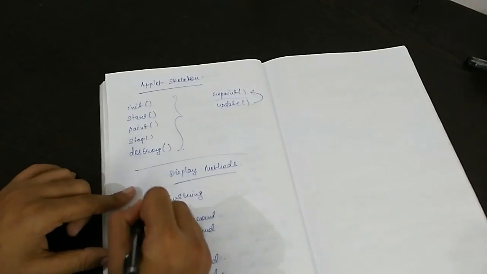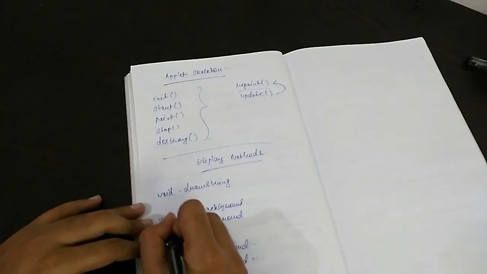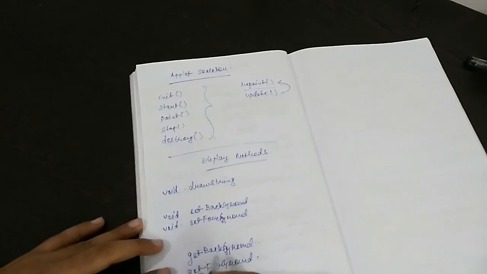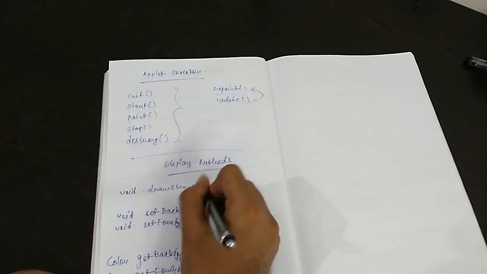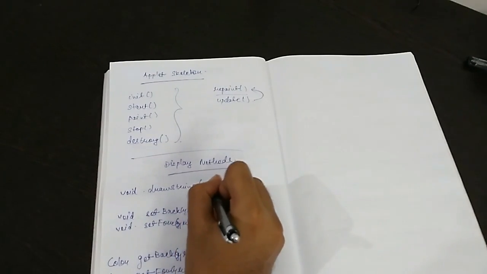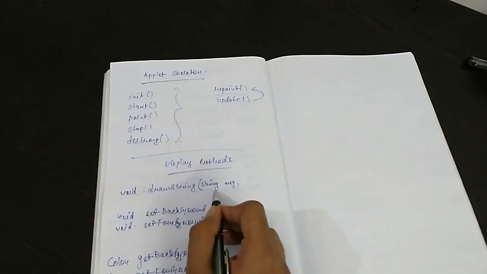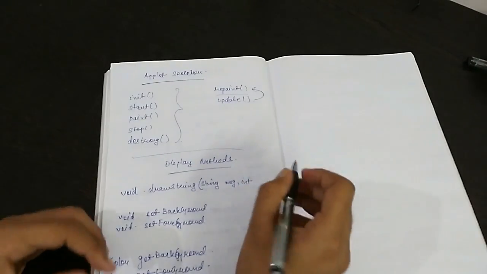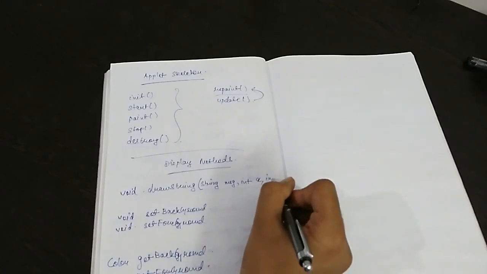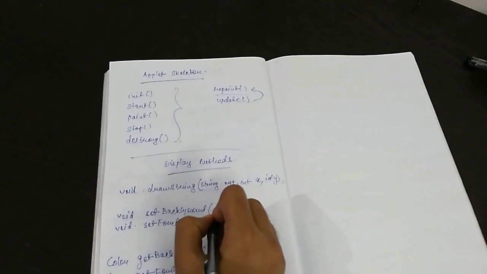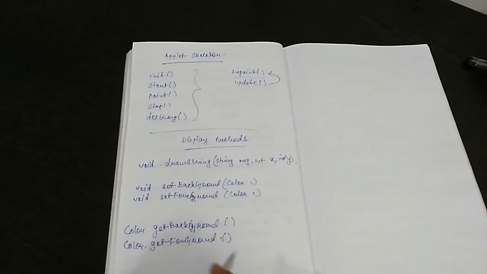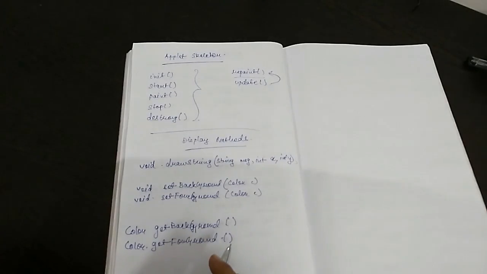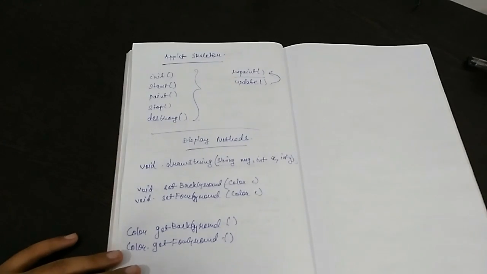There is no return type for drawString. Similarly, void for setBackground and setForeground. And here you will receive an object of class Color. In drawString, what you will pass as parameters: the first thing is a message, which will have data type String. Then you will pass the position in x and y axis coordinates, so int x and int y. For setting the background, you will pass an object of class Color, and for getting, there is no need of passing a parameter. In the next video, we'll see how to write the programs for applets.